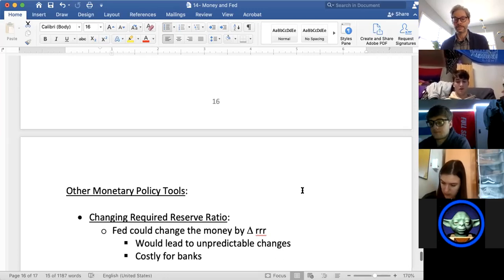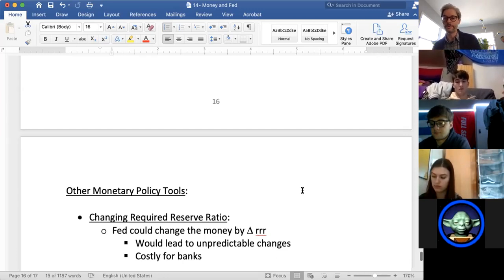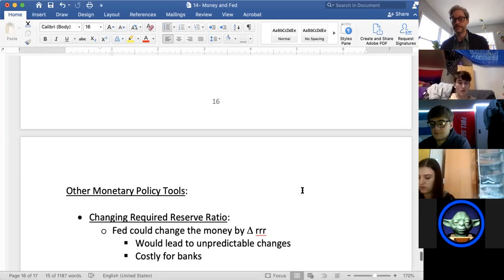And why don't they do this? First off, it would lead to unpredictable changes, right? Remember, the Fed is a bunch of conservative bankers. They don't want to do anything big. They would prefer to do smaller things as opposed to big things. And so they tend to avoid this because they don't want to make unpredictable changes. The other reason they don't like to do this is because this would be hard on banks.